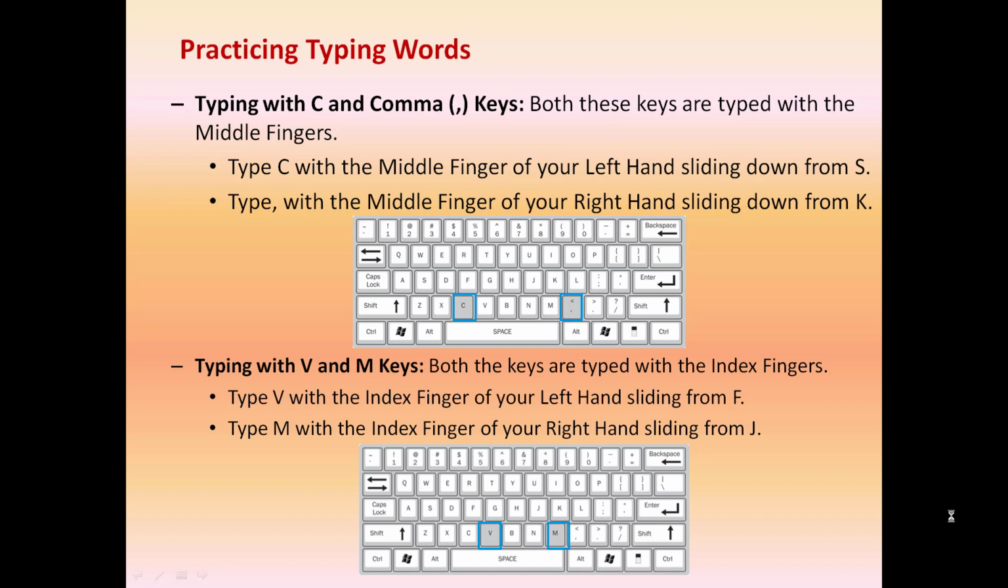Typing with V and M keys. Both the keys are typed with the index fingers. Type V with the index finger of your left hand sliding from F. Type M with the index finger of your right hand sliding from J.